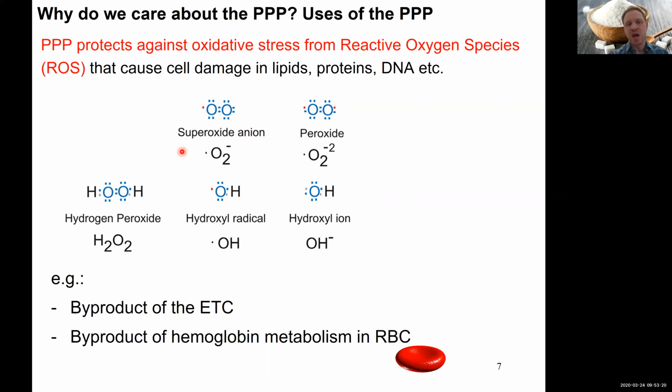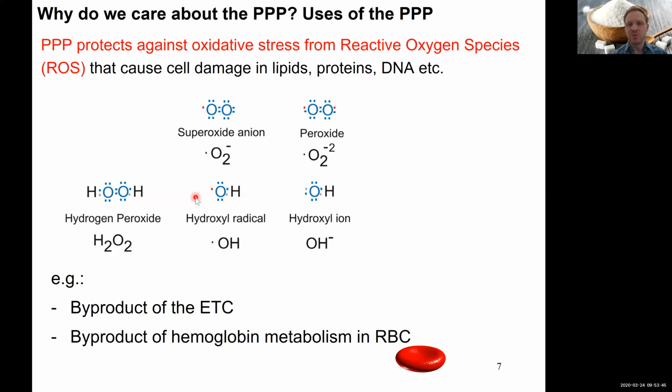So you can have an anion, for example, of oxygen. You can have peroxide. You probably have heard of hydrogen peroxide. You can also have some other ions and radicals. And you can see, right, these are radicals, anions, peroxides. These are very reactive molecules that can interfere with other molecules, like I said, for example, DNA, lipids, and proteins.